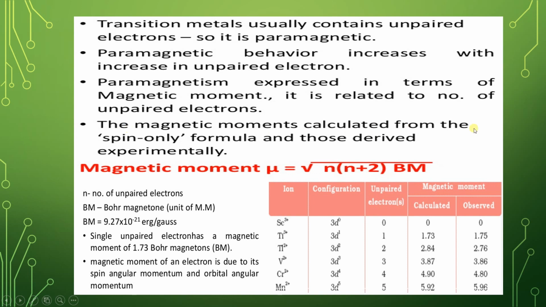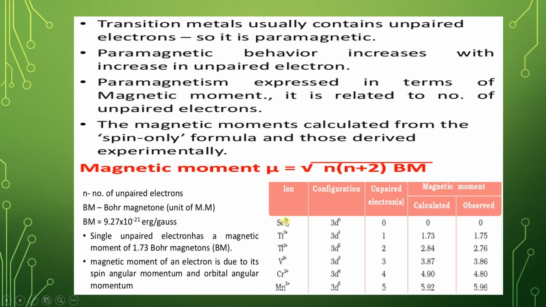The magnetic moments are calculated from the spin-only formula and those derived experimentally. The formula is magnetic moment mu is equal to the root of n into n plus 2, where n is the number of unpaired electrons, and BM is the unit, Bohr magneton. BM value is 9.27 into 10 to the power of minus 21. A single unpaired electron has a magnetic moment of 1.73 Bohr magneton. As we already know, the magnetic moment of an electron is due to its spin angular momentum and also its orbital angular momentum.